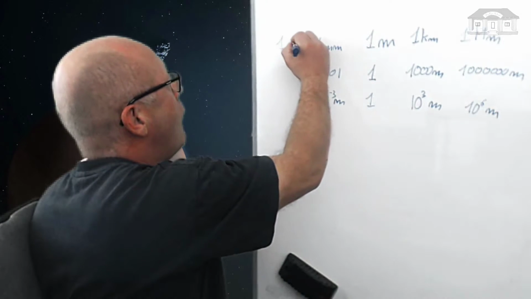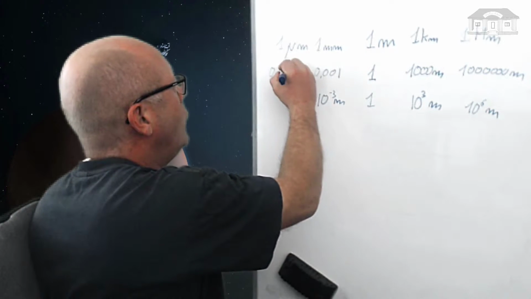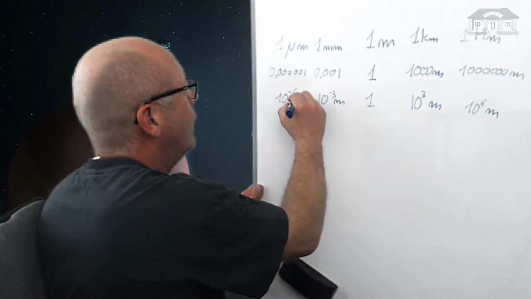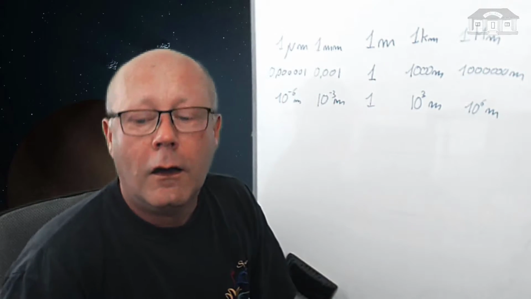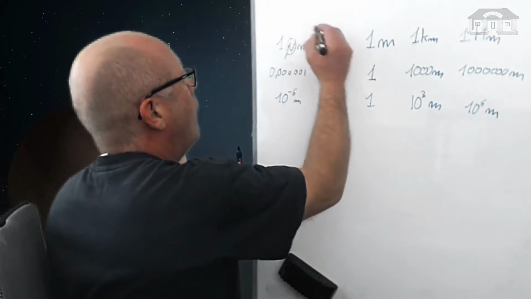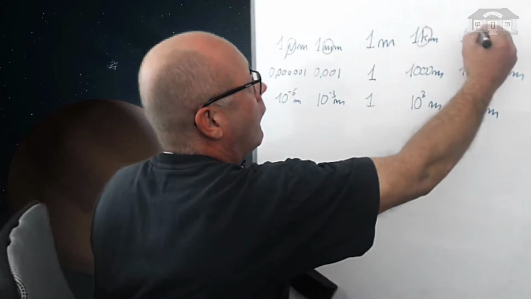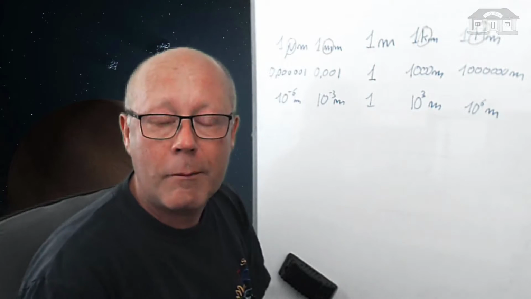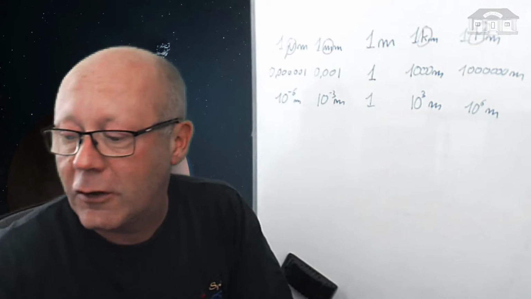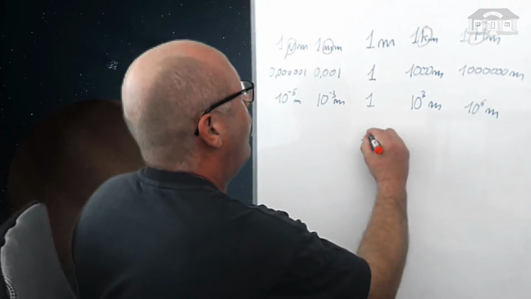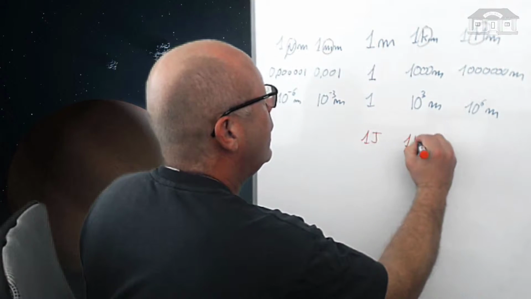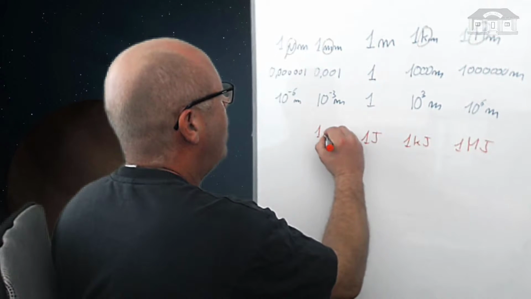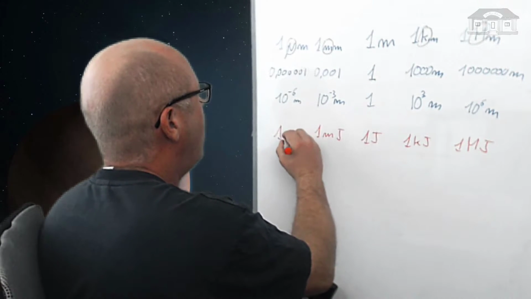1 micrometer is 0.000001 meter, which is 10 to the minus 6 meter. You see here, you've got micro, milli, nothing, kilo, mega. Well, you can replace this for other units. We're talking about what? Joules. 1 joule, 1 kilojoule, 1 megajoule, 1 millijoule, 1 microjoule.